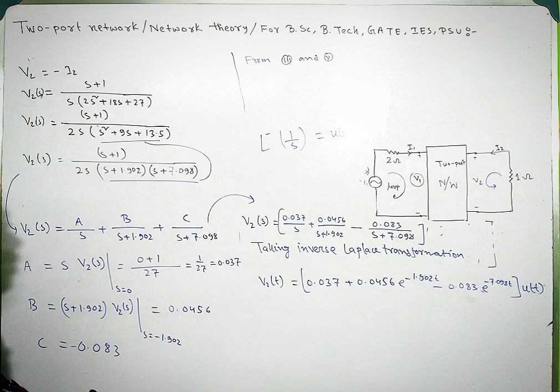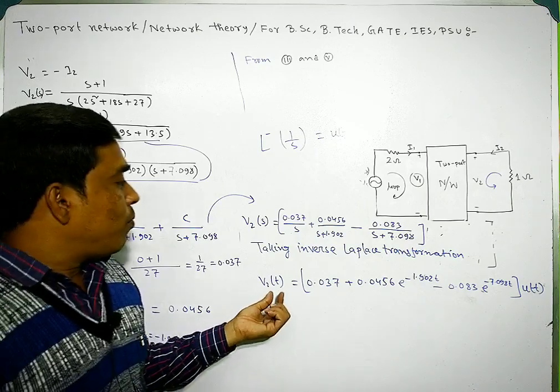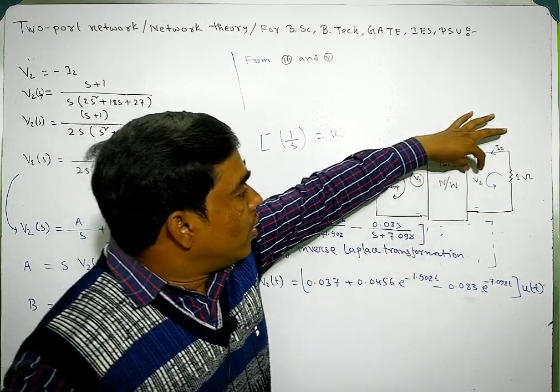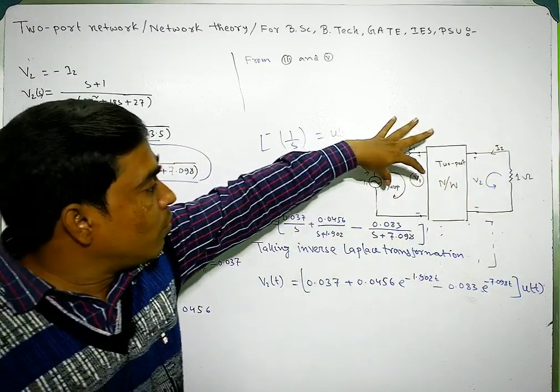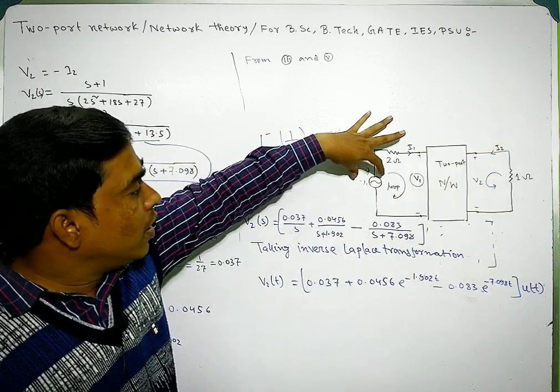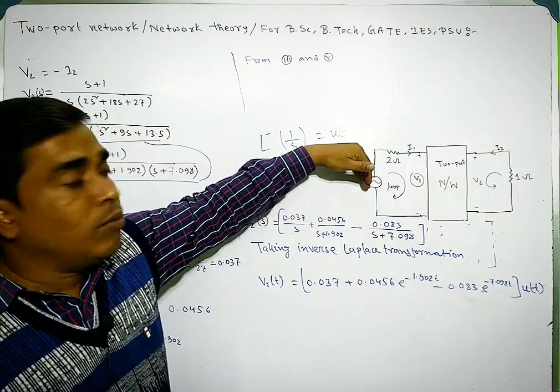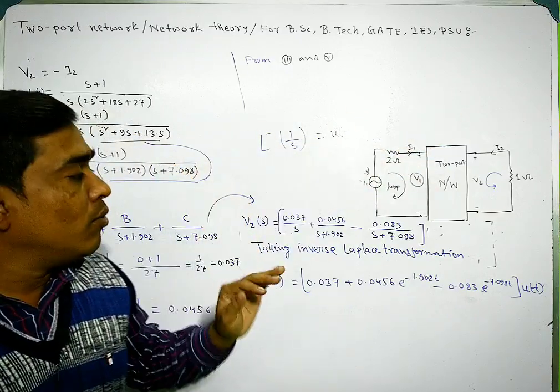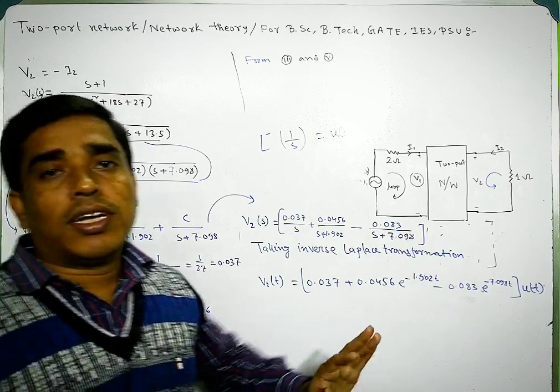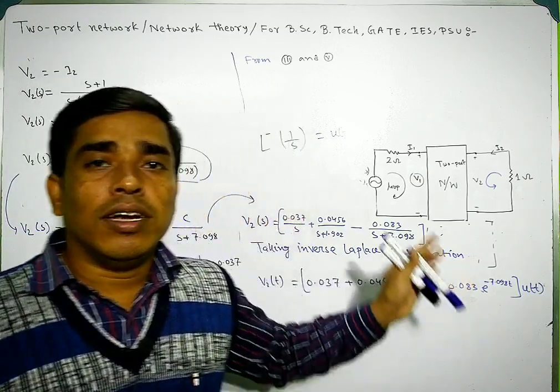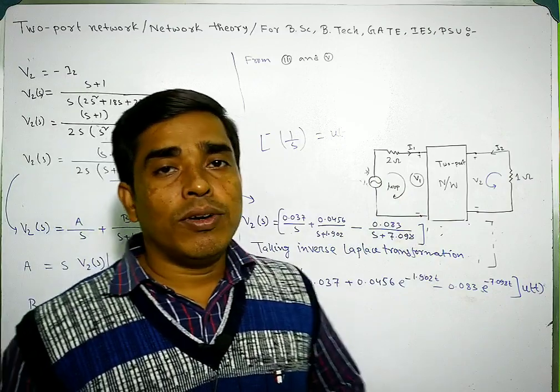So this is the response of this network when you apply the unit step input to these two networks. In this way you can calculate the response of a two-port network.